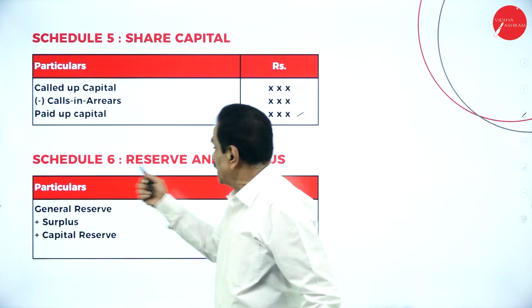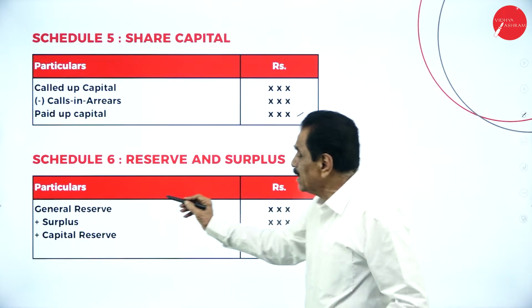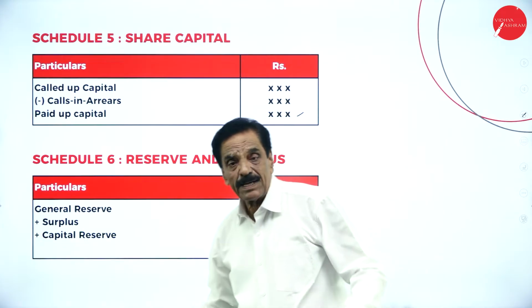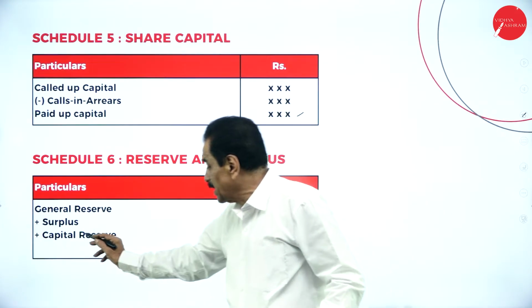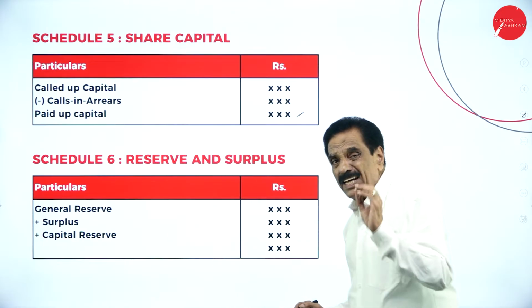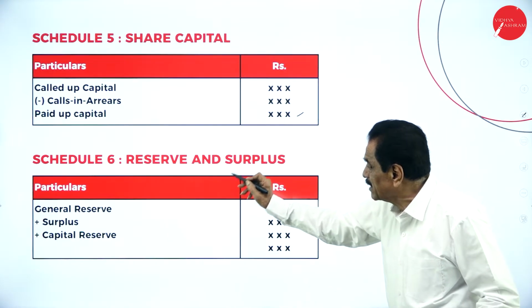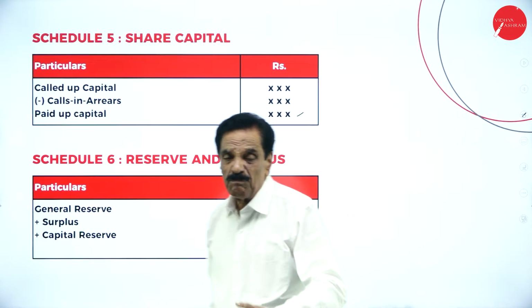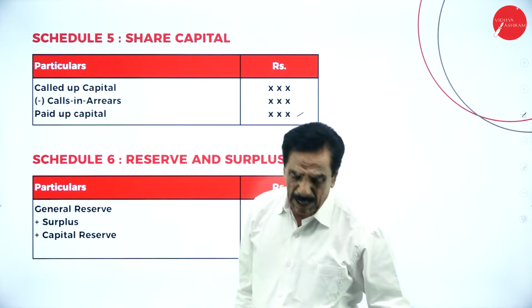Then reserve and surplus. This general reserve is available in the trial balance, add the surplus as per the revenue account. If there is any capital reserve, or any reserve comes, it will come under the heading reserve and surplus, it should be added. First is the share capital, second is the reserve and surplus.